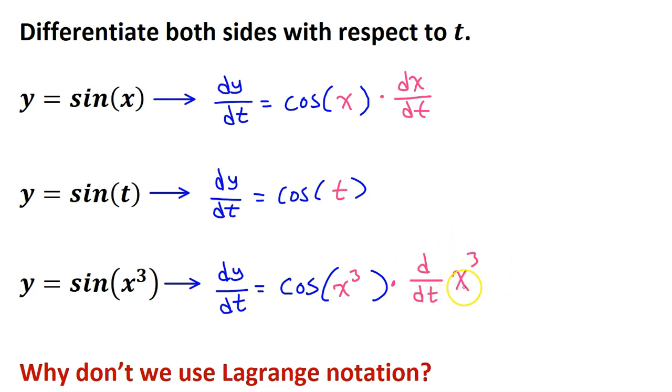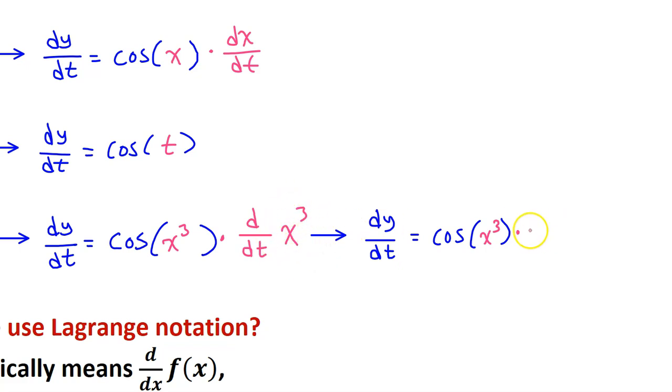So we have to do the chain rule again to take the derivative of x to the third power with respect to t. The derivative of the outer function is 3x squared. The inner function is the x itself. If we were taking the derivative with respect to x, then the derivative of the inner function would just be 1. But we are not taking the derivative with respect to x. We are taking the derivative with respect to t. So the derivative of x with respect to t is dx/dt. And this is the final answer.